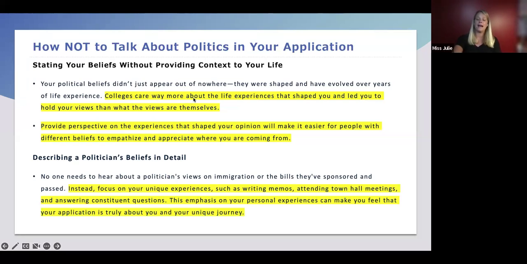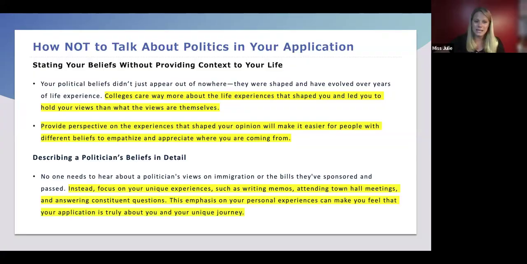So stating your beliefs without providing context to your life. Your political beliefs didn't just appear out of nowhere, right? They were shaped, they evolved over years of life experience. Colleges care more about the life experiences that helped shape you and led you to hold your views than the views themselves. So think about that again. Colleges care more about your life experiences. What has shaped you into the person you are today? Think about that. Providing perspective on the experiences that shaped your opinion will make it easier for people with different beliefs to empathize and appreciate where you are coming from, okay?